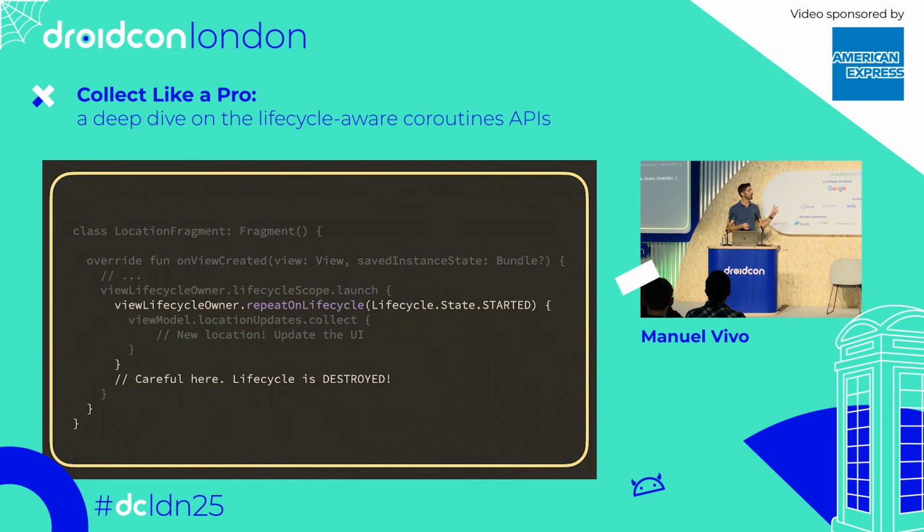But again, be careful because it's a coroutine. When the repeatOnLifecycle function resumes, we shouldn't do anything. We have to be careful and not do anything with the UI, with the view, because at that point it's going to be destroyed.